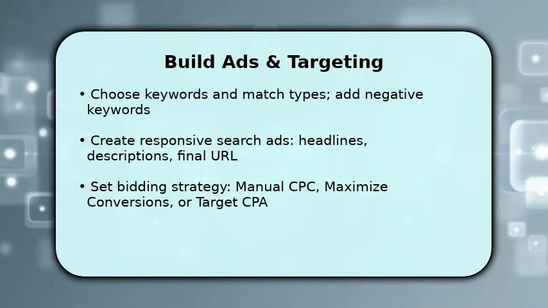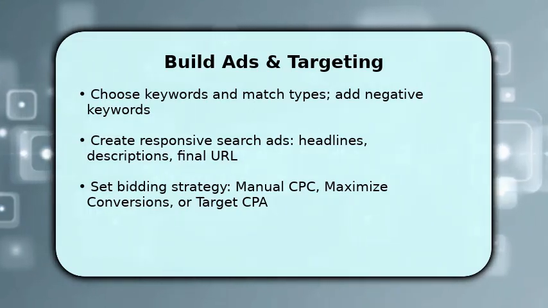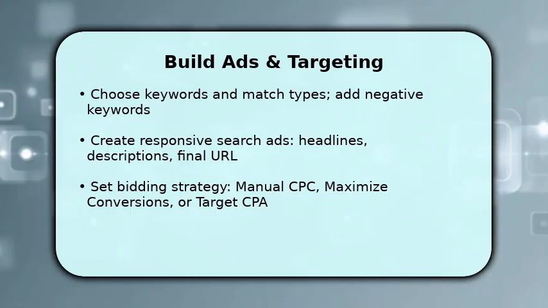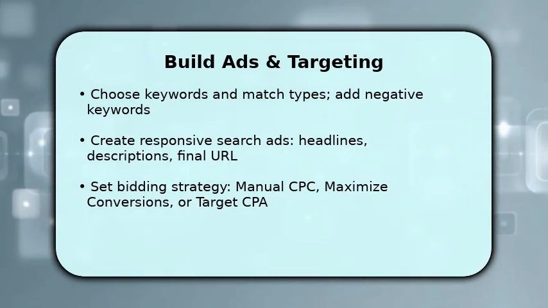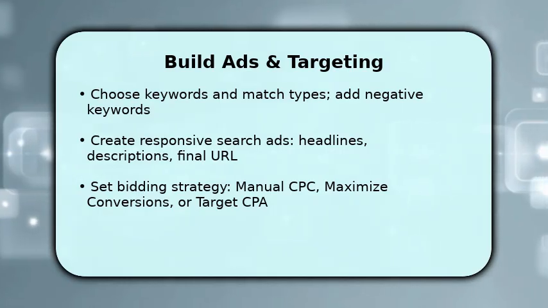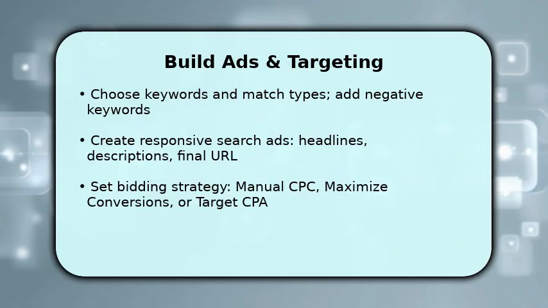Make sure to create a conversion action now so every click can be evaluated against a tangible result. You'll now construct the campaign's engine: keywords, ads, and bids. Start by researching keywords and selecting match types. Add negatives to prevent wasted spend. Then build responsive search ads with varied headlines and descriptions so Google tests combinations and learns what converts.